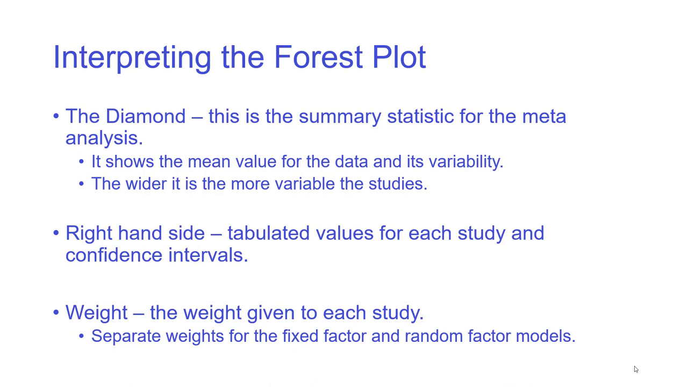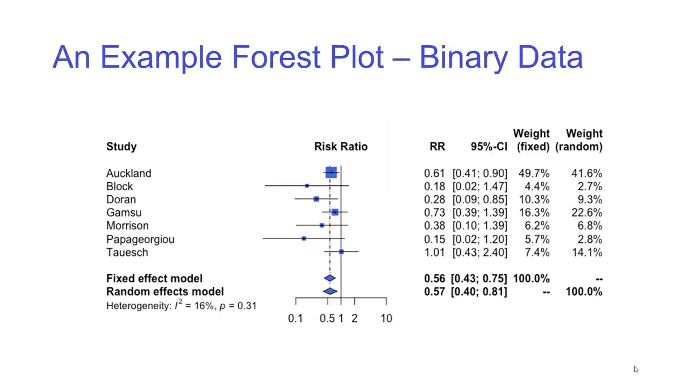The right hand side has tabulated values. This could actually be on the left hand side depending on how you've got your diagram set up, and the weight given to each study is important to look at any differences between the fixed and random models. So in this case the weightings are very similar with each other. Sometimes they're very different, indicating you need to go to the random effects model.